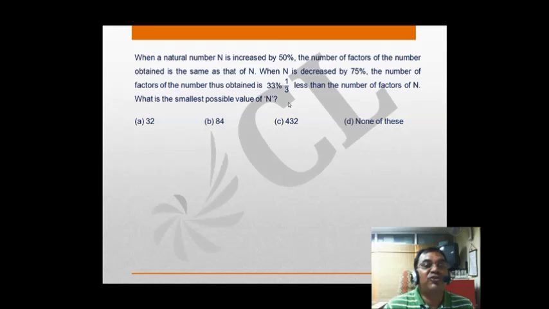When a natural number n is increased by 50%, the number of factors stays the same. When it increases by what are the smallest parts? Here, because none of these is given, and I cannot work it out, I would have checked the options. This is a designer question, and it should be left alone.